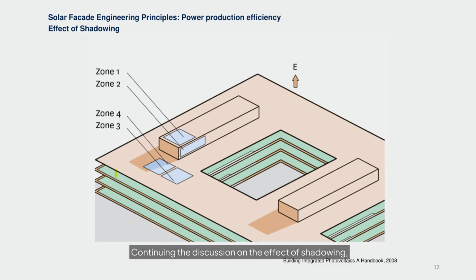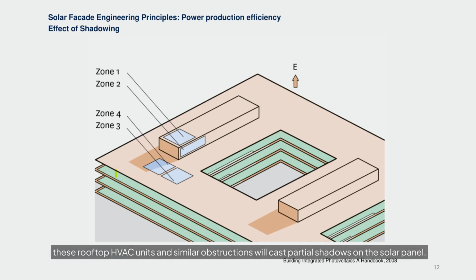Continuing the discussion on the effect of shadowing, this slide shows how rooftop solar panels receive different shading conditions based on their installation location. If solar panels are located in zones 1 through 4, these rooftop HVAC units and similar obstructions will cast partial shadows on the solar panel. As mentioned before, partial shadows affect electricity production and system longevity.